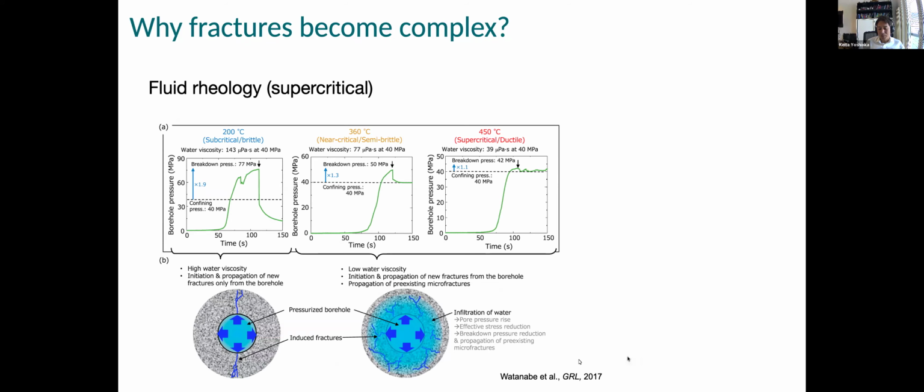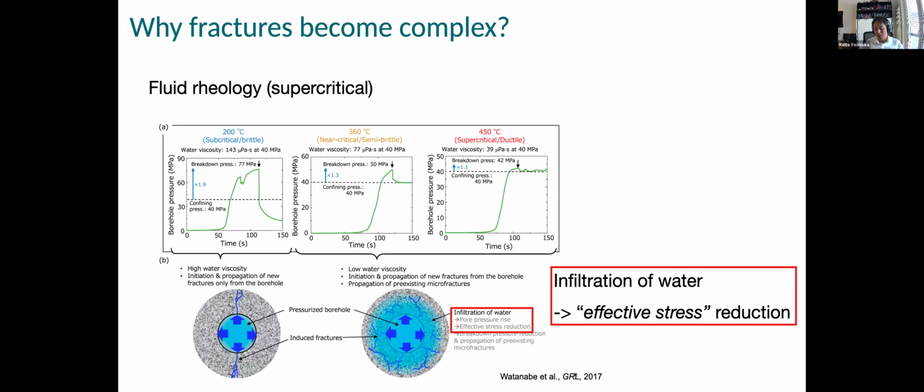In their original paper in Geophysical Research Letters, they actually mention this. At the supercritical condition of water, viscosity is very low, and the water can infiltrate into the rocks, and that changes the effective stress, reducing it. That reduction in effective stress might have contributed to this complex fracture generation.